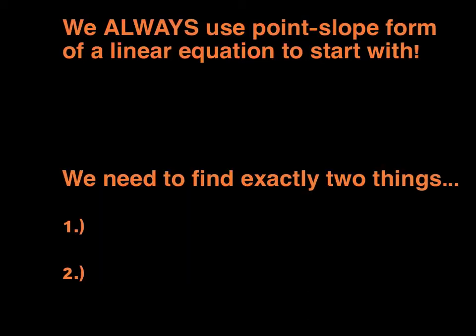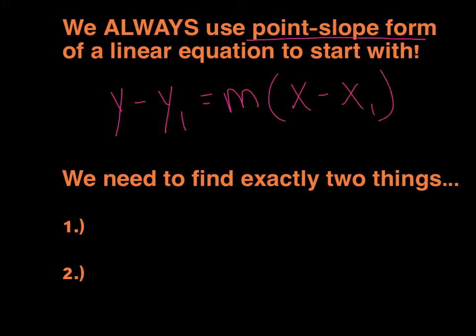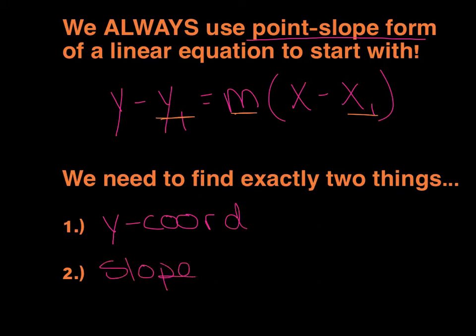The first thing I want you to do anytime you read a question where they ask you to write the equation of a tangent line is write down your generic point-slope form of a linear equation: y minus y sub 1 equals the slope times the quantity x minus x sub 1. Basically, you're going to put a number in each of those spots, and if you can fill those three spots with numbers, you're in good shape. So here's exactly what we need to find. Number one, we always need to find the curve's y-coordinate at the point of tangency. And number two, we always need to find the curve's instantaneous slope at that point.